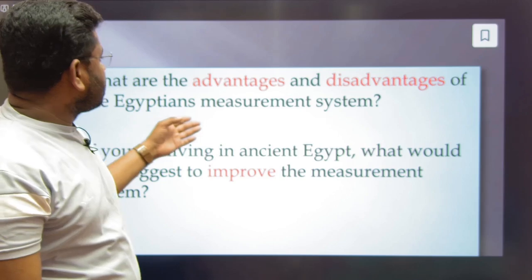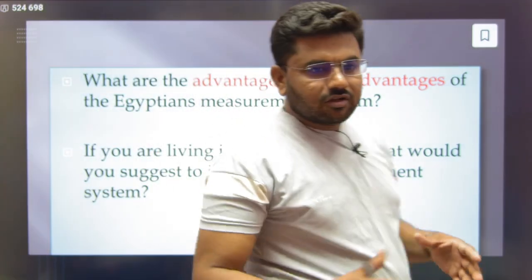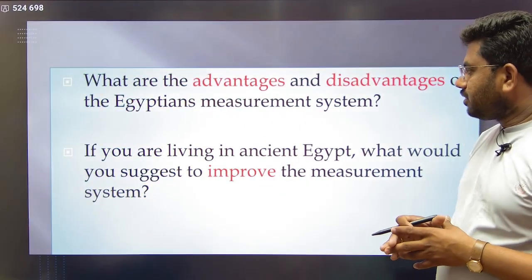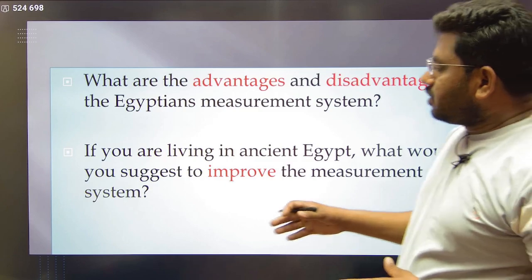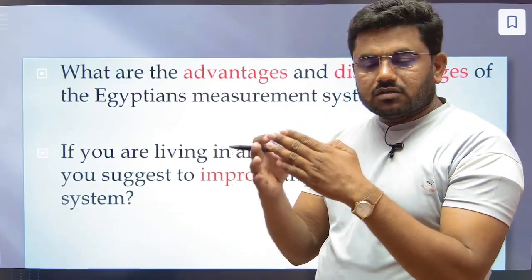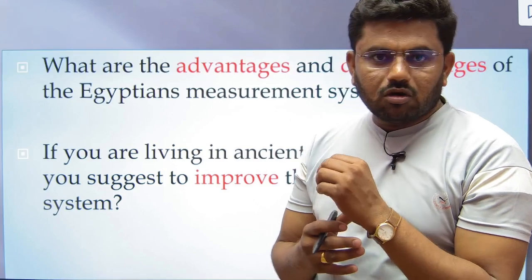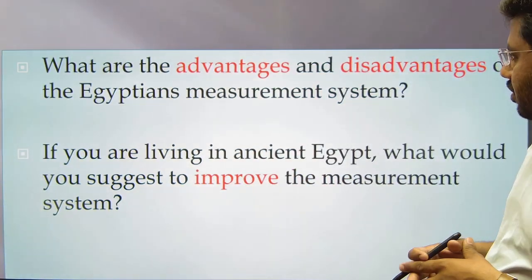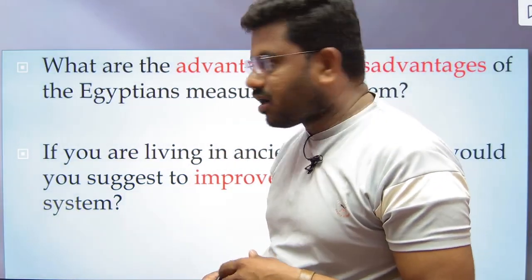Now see what the advantages and disadvantages of the Egyptian measurement system are. As you know, some cubits are long and somebody else's cubit is small, so the measurements and counting will be different.